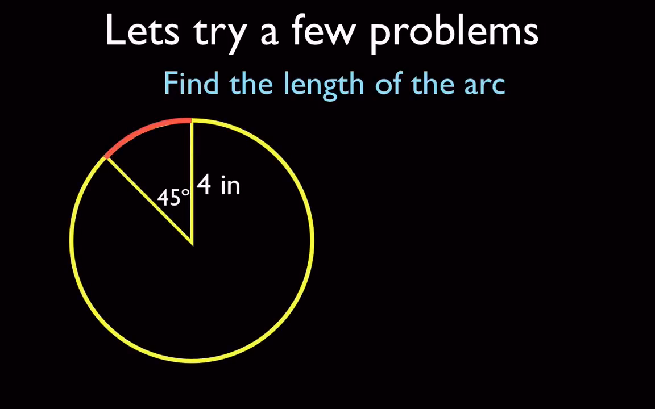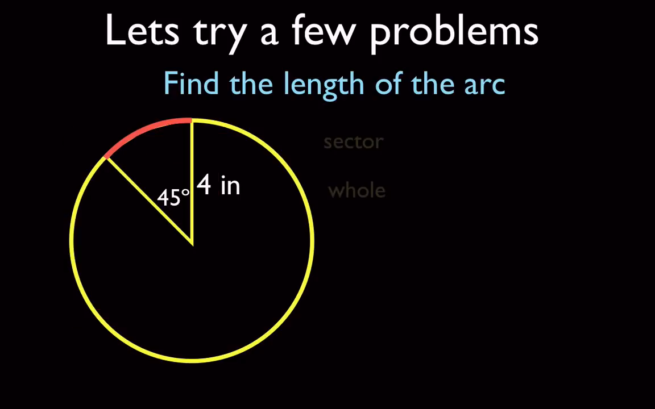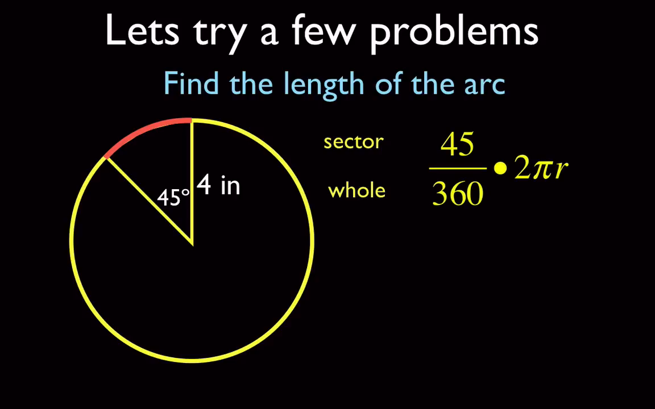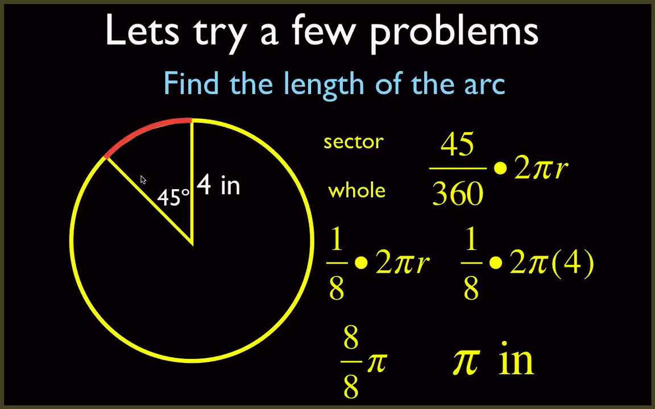Okay, go ahead and try this one. Pause the video, give it a shot. Alright, so again, we want to set up sector on top, the degree of the sector, and the degree of the whole. So 45 over 360 times 2 pi r. 45 over 360 simplifies to 1/8. Our radius is 4, so we end up with 2 times 4 is 8 on top and 8 on the bottom. And the final answer is pi inches.